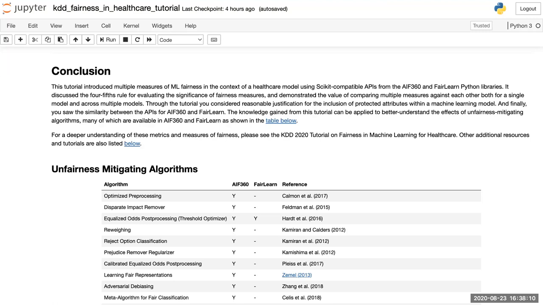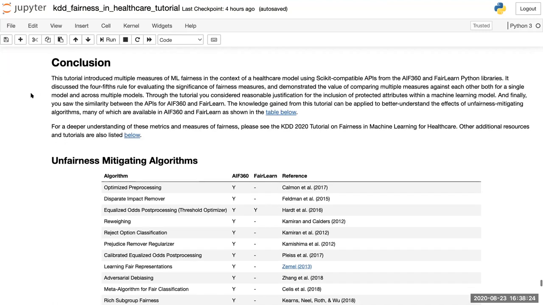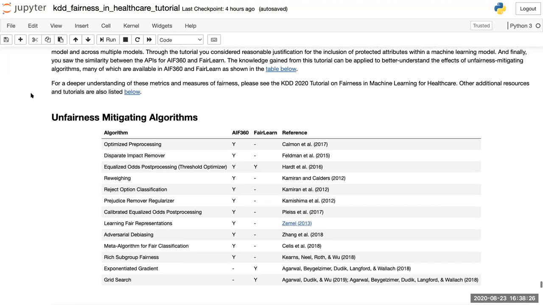Using our new understanding of these metrics, we can now apply different techniques, such as specialized algorithms to mitigate the unfairness that we find in our models. Many algorithms are available in AIF 360 and FairLearn, as you can see in the table at the bottom of the screen. And they'll be available to you in the tutorial, so you can just look them up there. And forthcoming installments of our FairML Health library will include examples and facilitate that work to enhance your workflow as it applies to healthcare-related models.